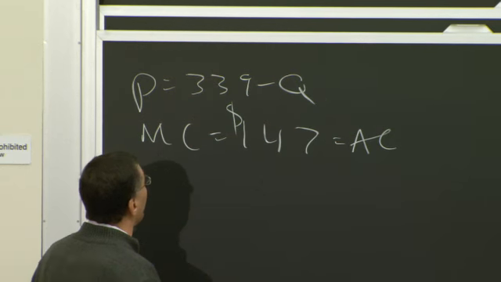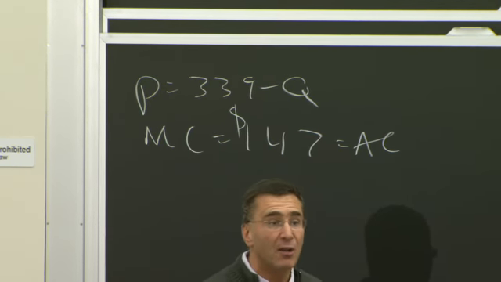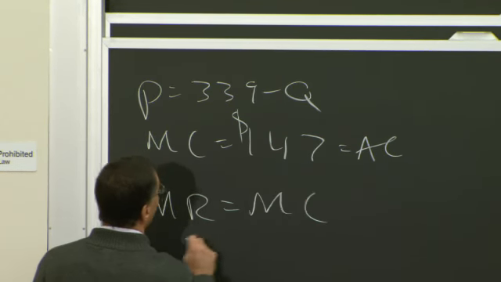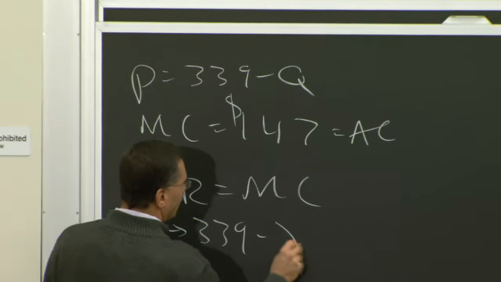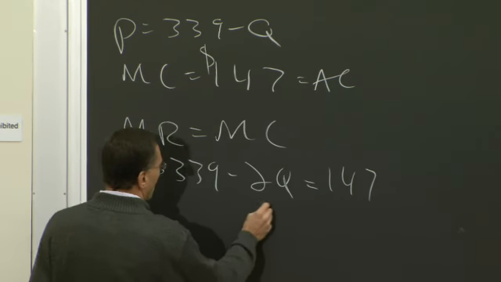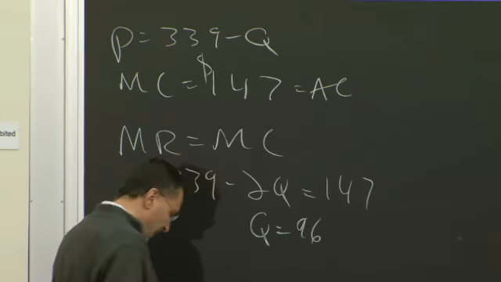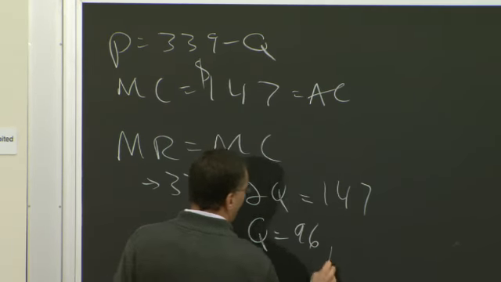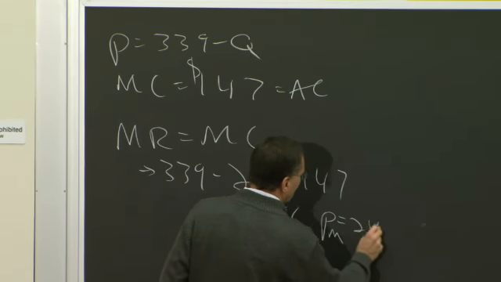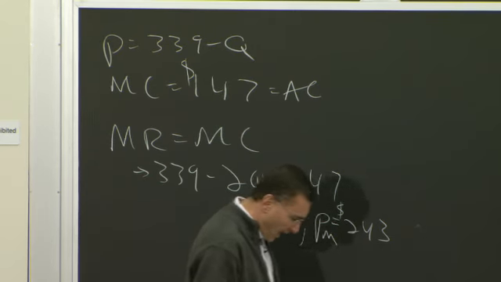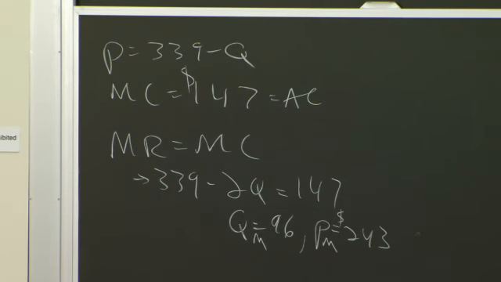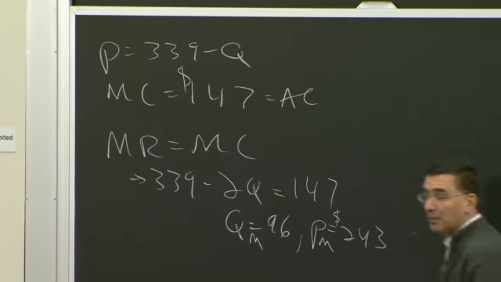We said, therefore, if the firm was a monopolist, if American Airlines, say, was a monopolist, they would set marginal revenue equal to marginal cost, which would be 339 minus 2Q equals 147. And so the monopolist was going to set a quantity of 96. So the quantity of the monopolist is 96, and the price of the monopolist is $243. That was the monopoly case, something you should be very facile with for tomorrow night, solving those kinds of monopoly problems.